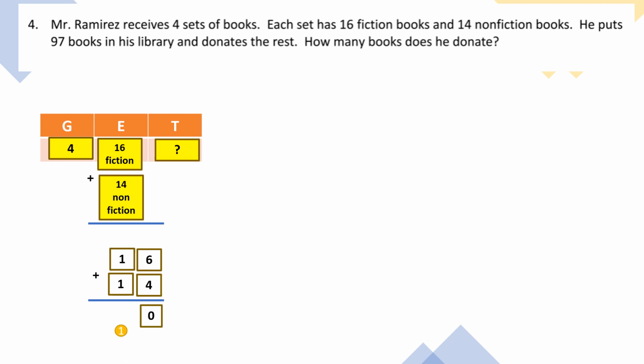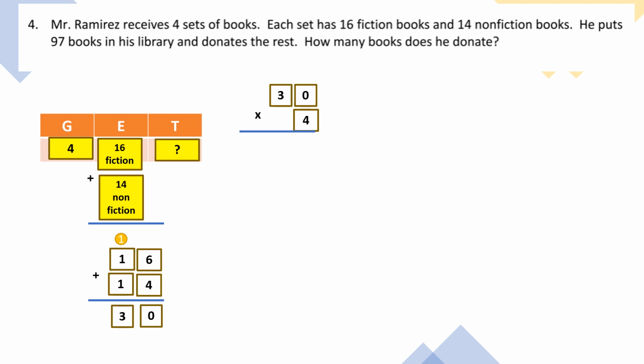10. So I'm going to put my 0 in my ones place, carry my 1. 1 plus 1 plus 1 is 3. So that means that in my each section of my get chart, the number that should be there is 30 because 16 plus 14 is 30. Well, now I can set up my equation to solve for the first part of my problem. So I'm going to write 30 times 4.